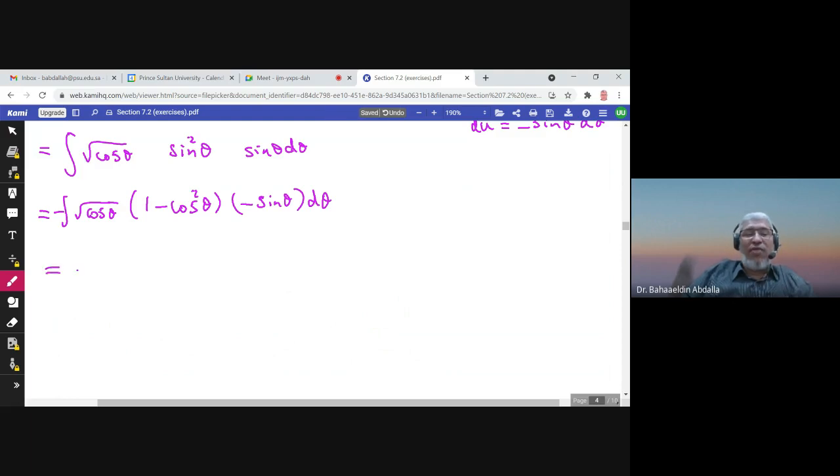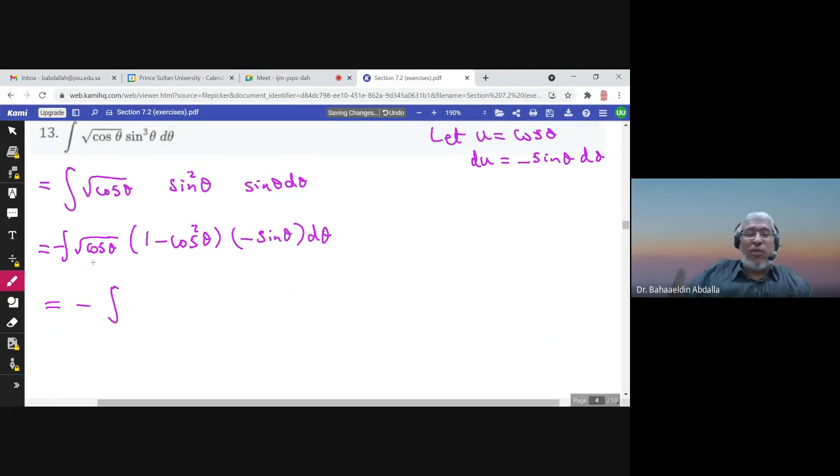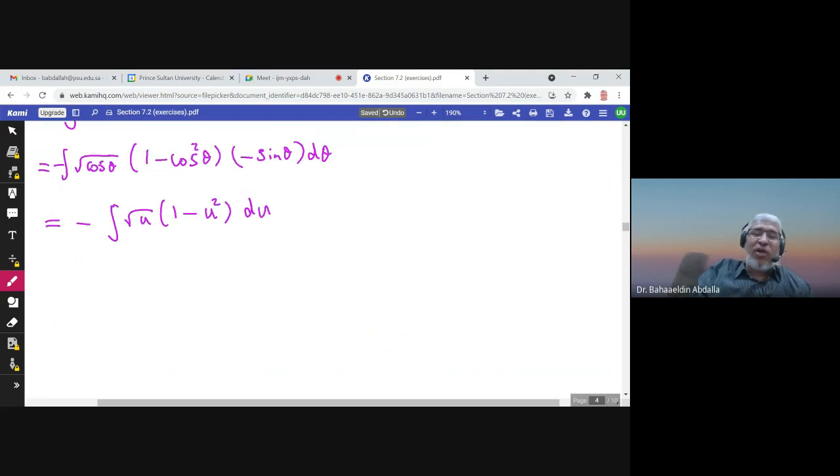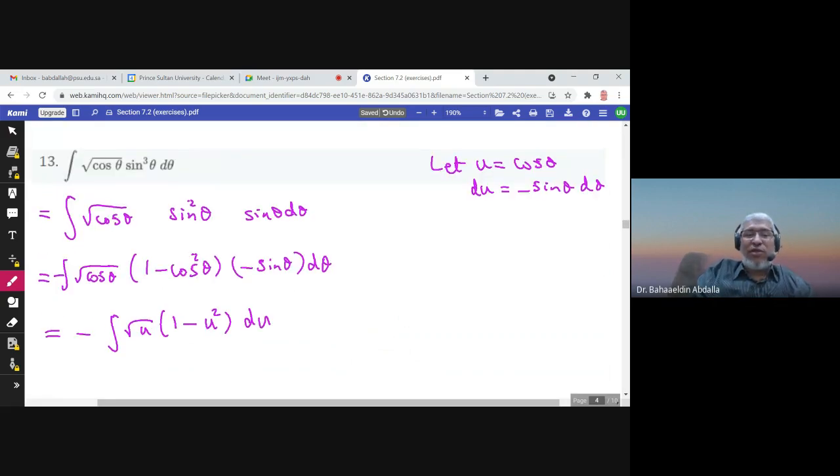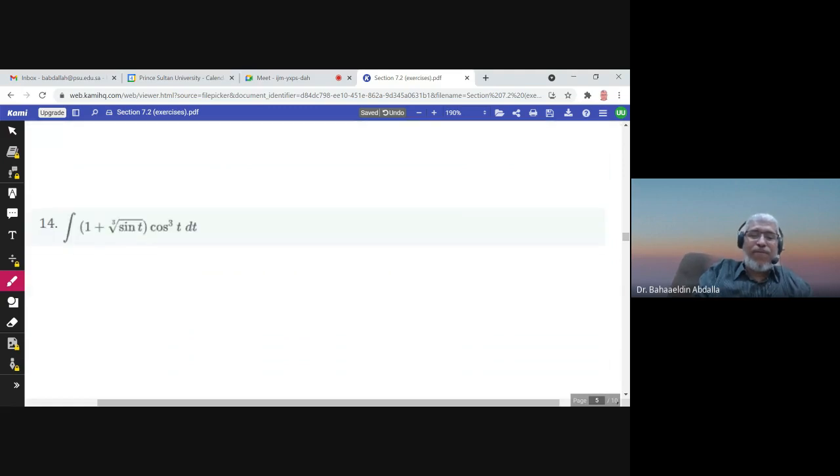So I will have negative integral, and now I can change everything to u. This is square root of u, 1 minus u square, and this is du. And there is no problem here, square root of u minus u to the power 2 plus half, which is 5 over 2, and you continue and find the answer.